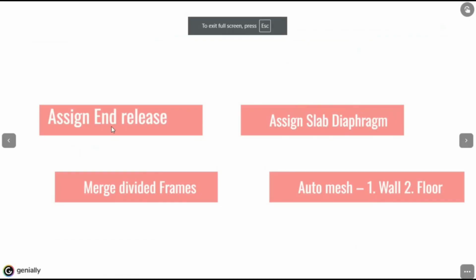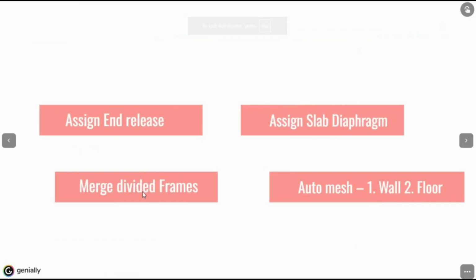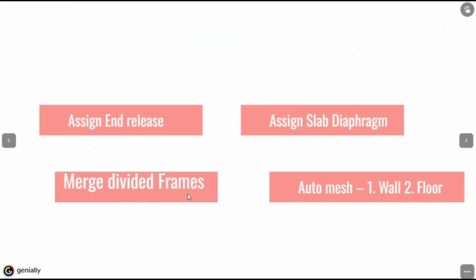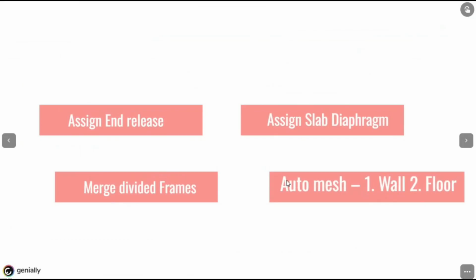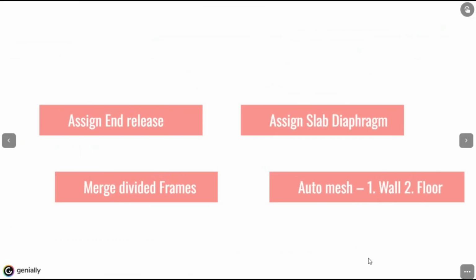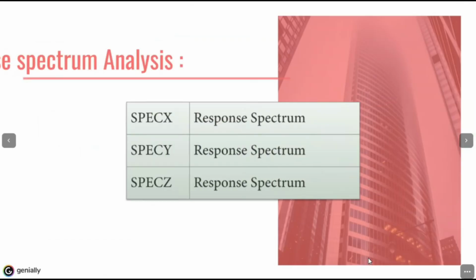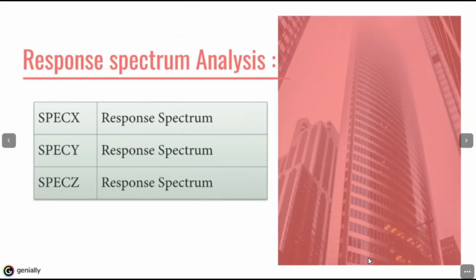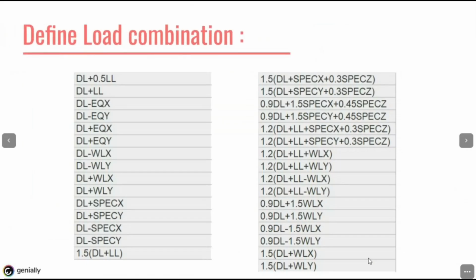We have assigned end release, we have assigned slab diaphragm, we have merged the divided frames, and we have assigned auto mesh for walls and floors. And then after that, we have introduced response spectrum analysis, and we have added the load combination.